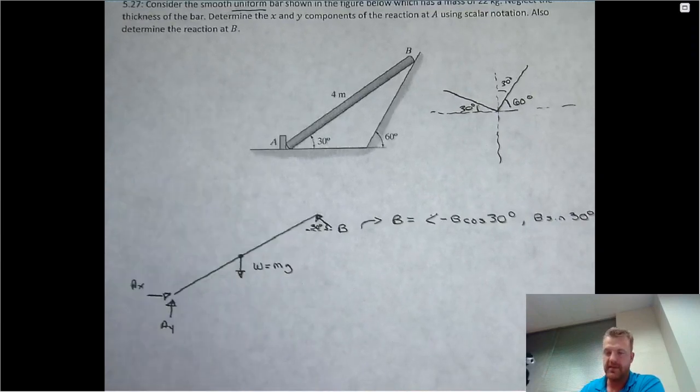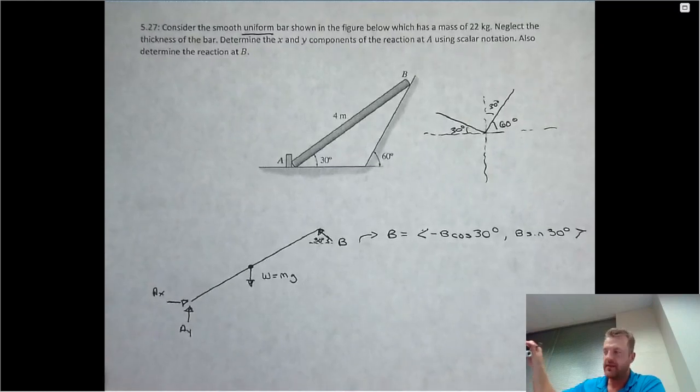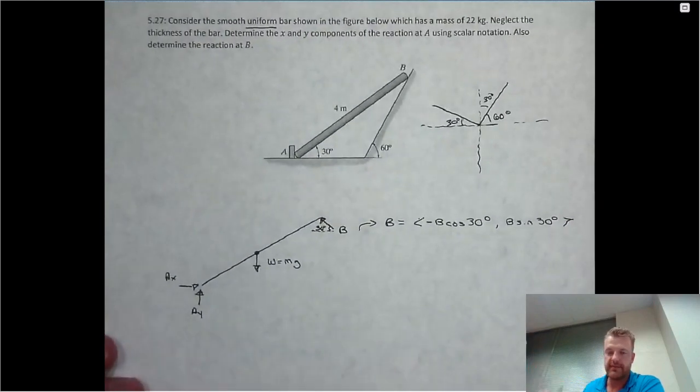Zoomed in too far. Sorry, I see what's going on now. My document camera arm wasn't up all the way. I wondered why it was looking all weird. Sorry, you get to see me adjust it in real time.